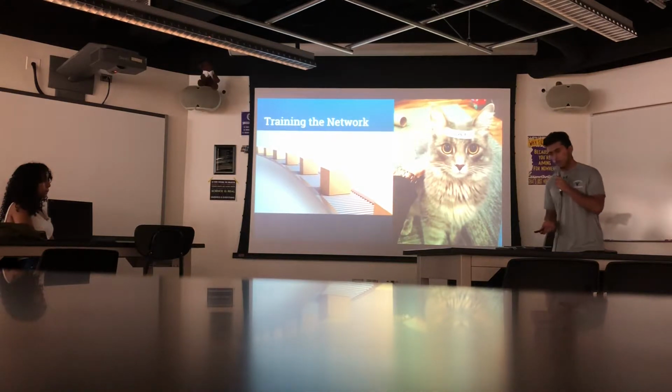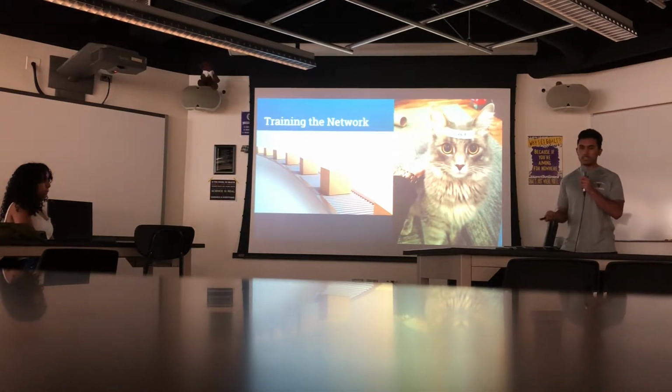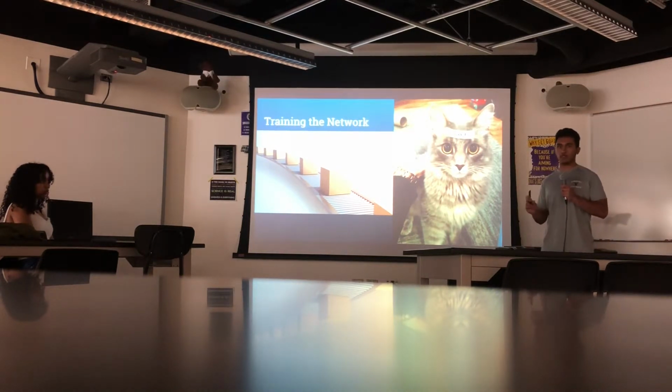Training the network. When we're training the network, we're giving it data, for example labeled photos. Maybe we have an image of a cat, and it's labeled with the identifier cat. We want our neural network to make a guess on the photo, whether this is a cat or something else. At first it's going to be really bad, but it's going to get better over time.